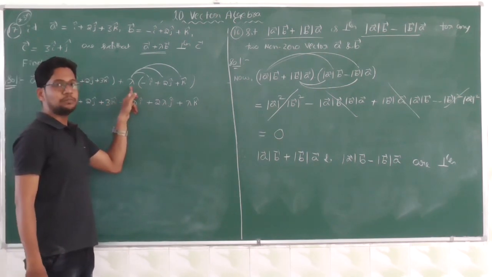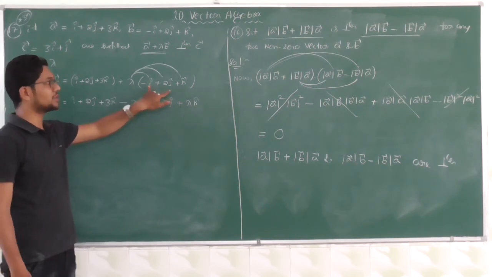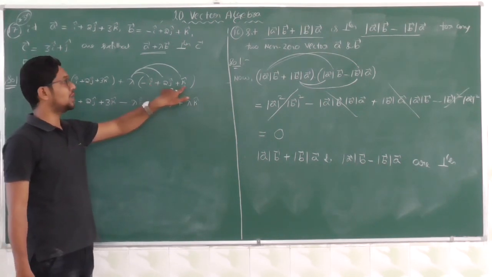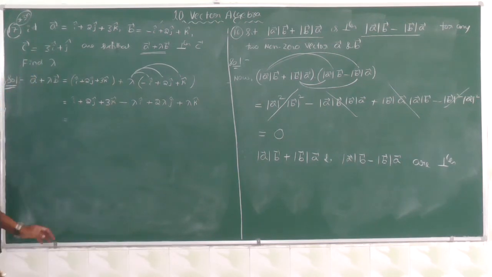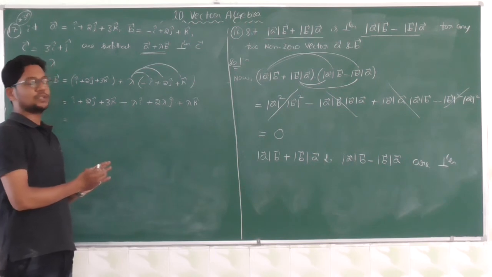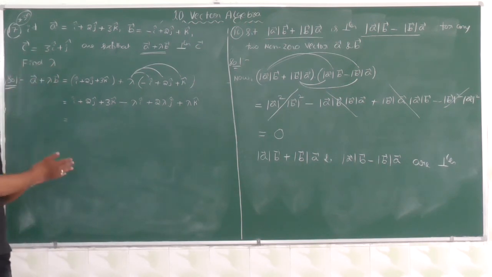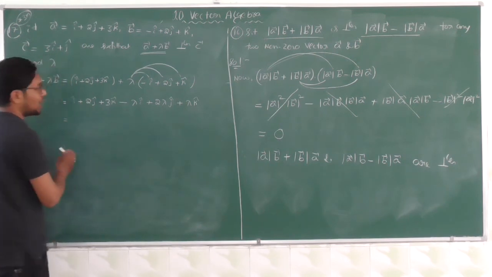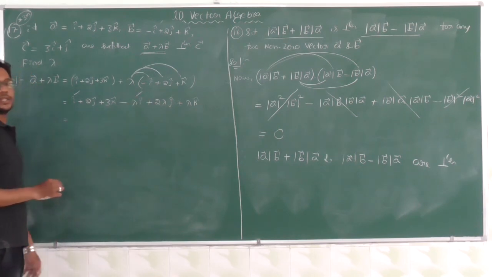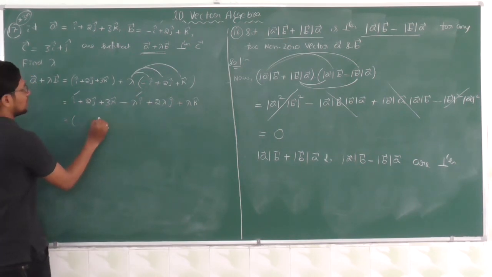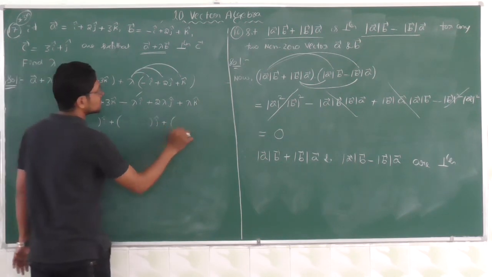Here I just multiplied lambda in between the brackets, that is the components of i, j and k. Next, here we just add the corresponding components. A minus lambda... I minus lambda I is what? i cap plus j cap plus k cap.